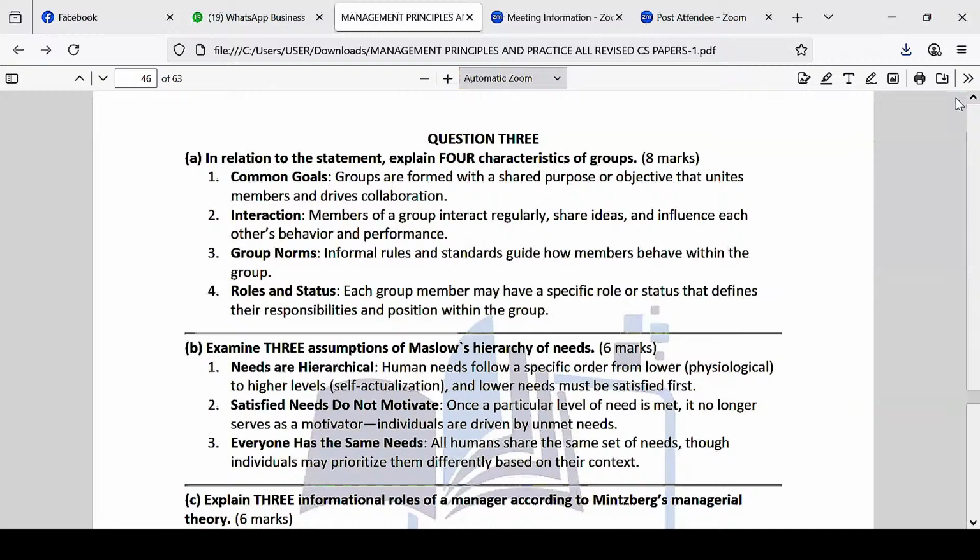The question asks: explain some of the characteristics of a group. Basically, this question asks about the features of a group.